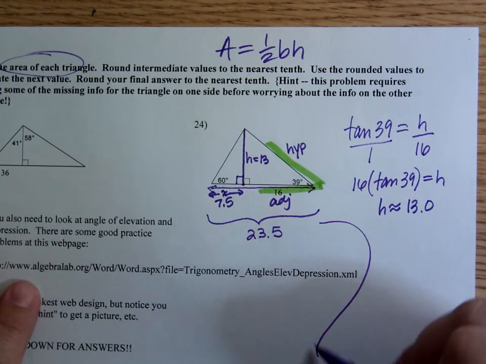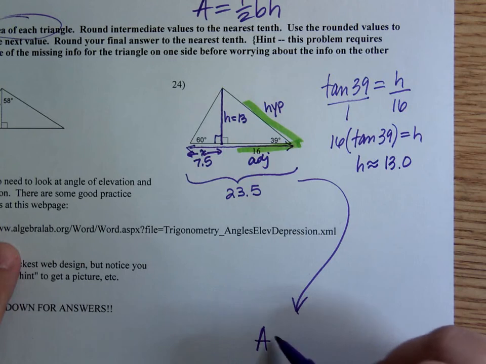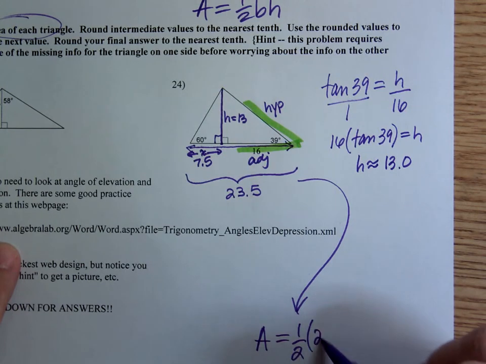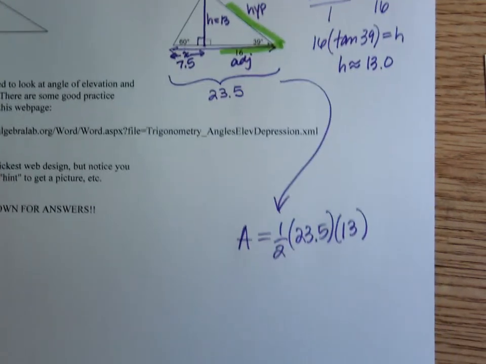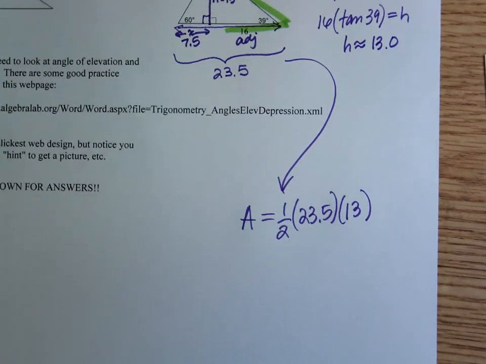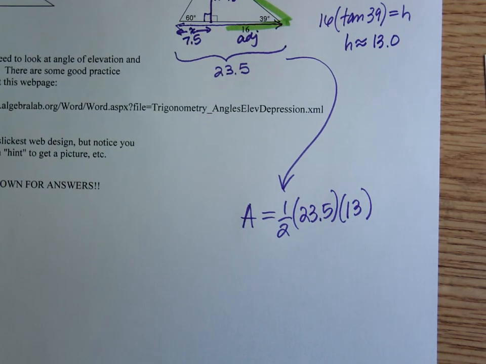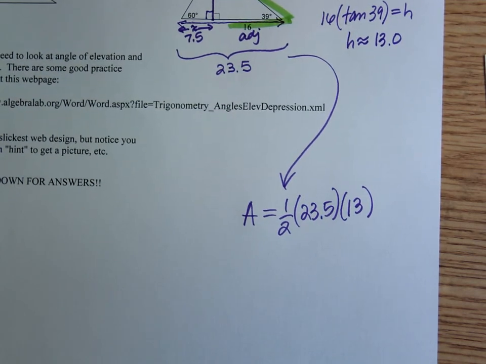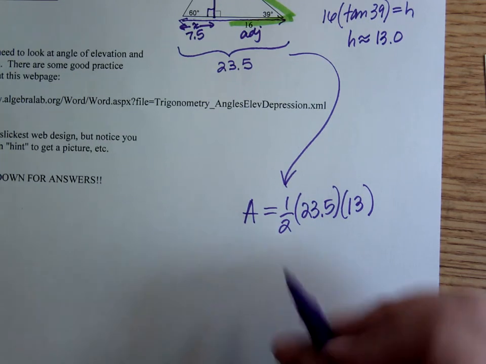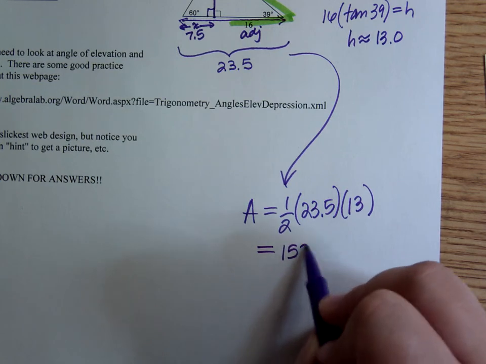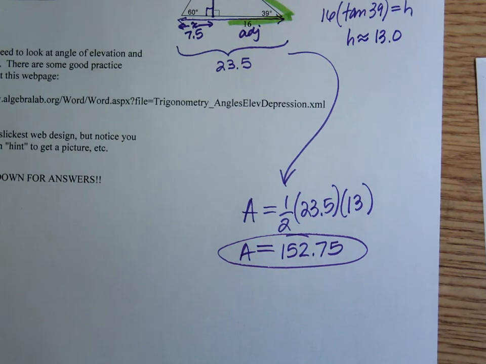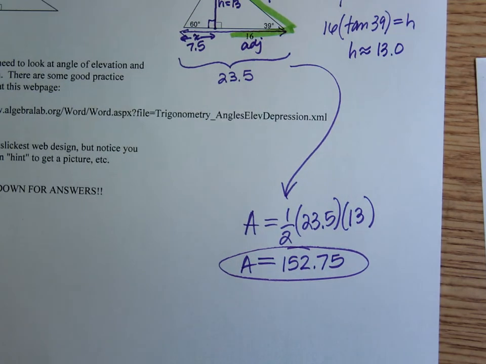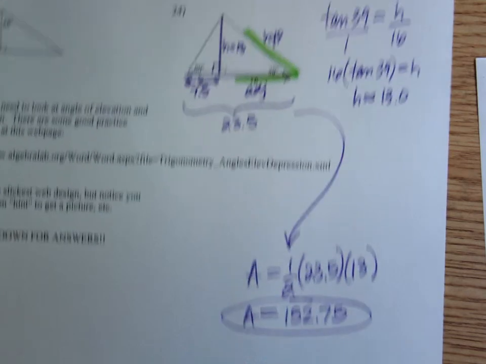So let me come down here. Area equals 1/2 base of the whole triangle times the height. And that's what goes in my calculator to find that area. 0.5, which is what 1/2 is, times 23.5 times 13 gives me 152.75. And that's my answer. So this is a multi-step problem. It's a multi-part problem, but it is doable.